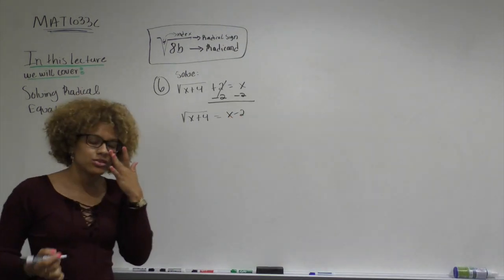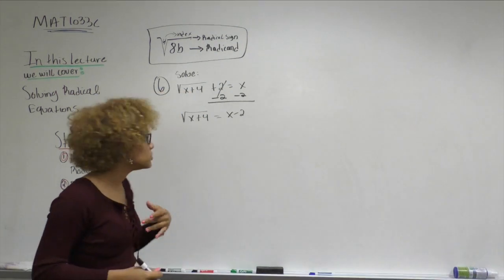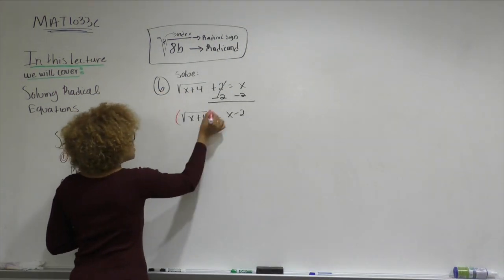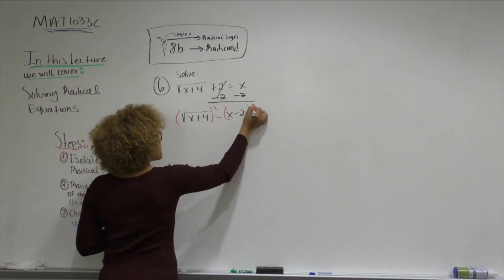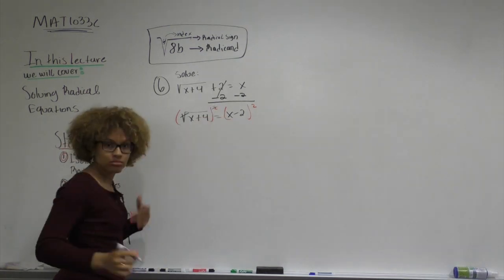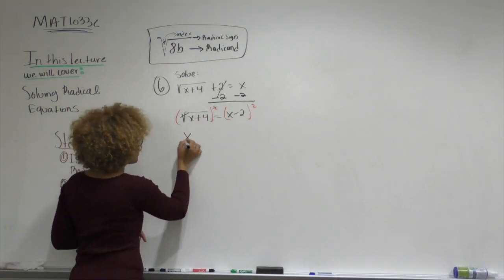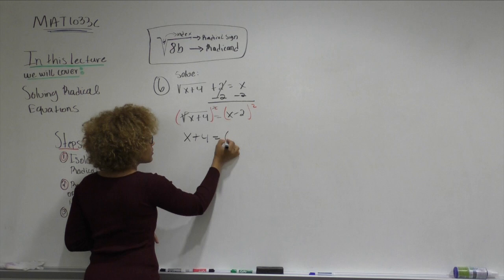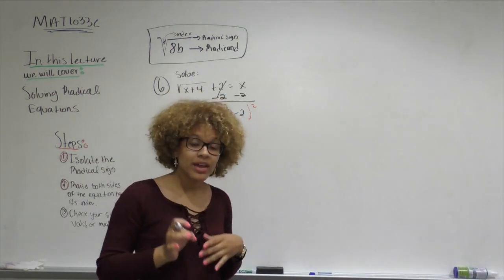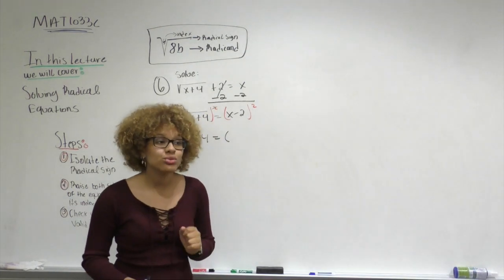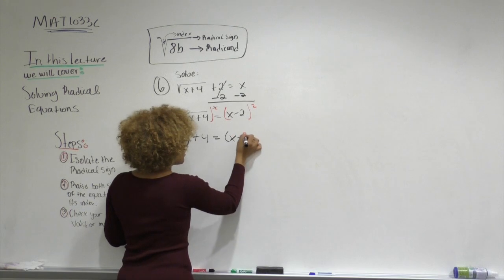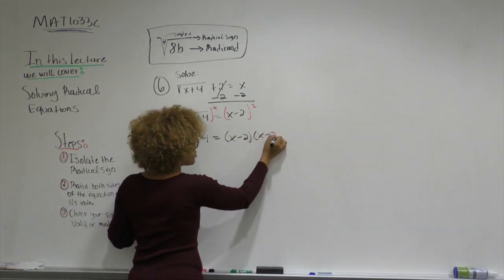Now I need to go ahead and square both sides, so in order for me to cancel the radical sign, I'm going to go ahead and square both of them. This and this cancels, right? So I am left with x plus 4 equals, now note this, it's x minus 2 squared. That means you're going to multiply x minus 2 times x minus 2.